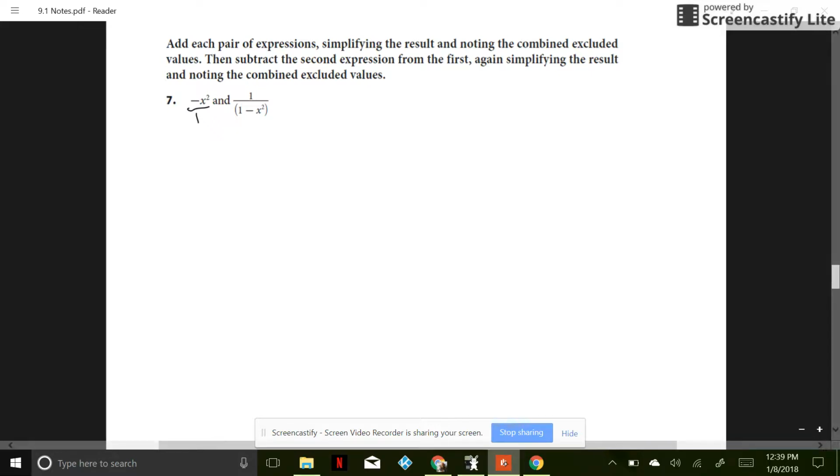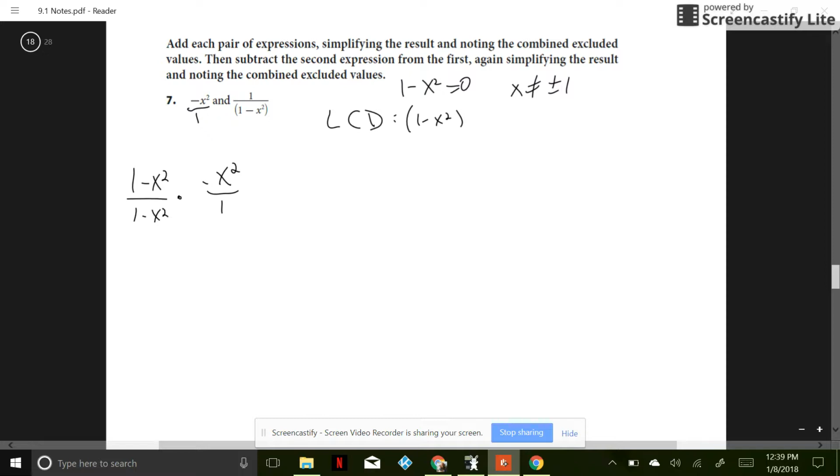When we think about the excluded values, that's if we set 1 minus x squared equals 0. That's going to give us values of plus or minus 1. And our LCD, since our first term just has a 1 in the denominator, there's no restrictions. So our least common denominator is just going to be the 1 minus x squared. So that means our first term, we need that in the denominator, so we'll have to multiply by 1 minus x squared over 1 minus x squared.